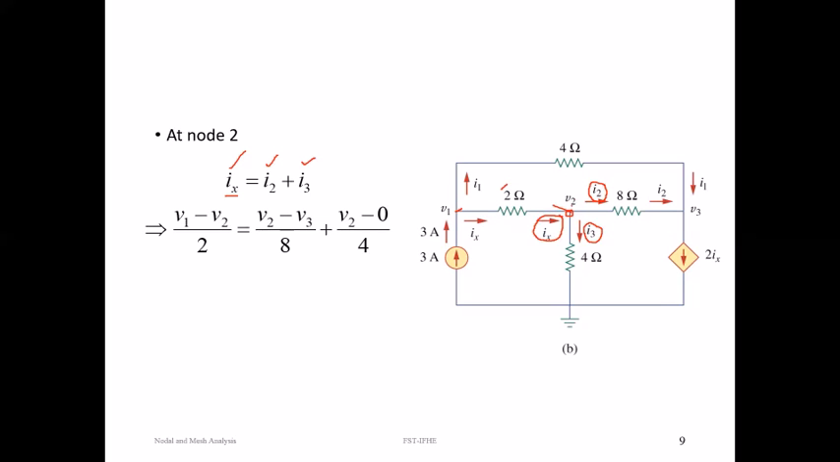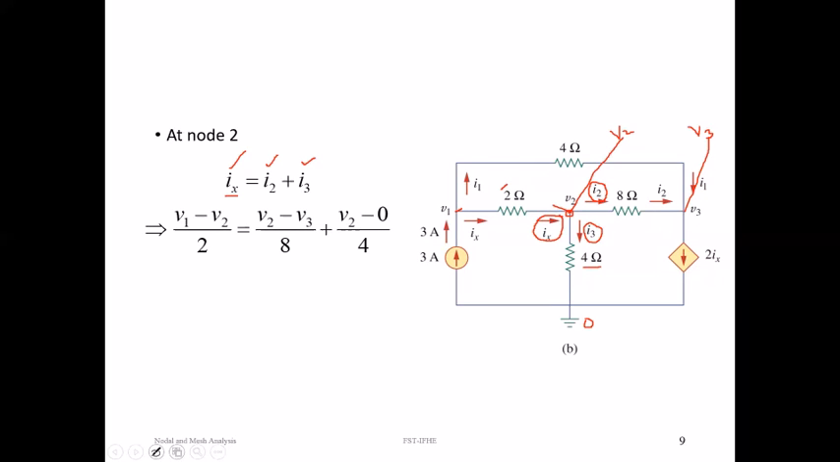Whereas I2 is the current flowing from V2 to V3. So (V2 minus V3) divided by 8 ohms. Whereas I3 is the current flowing from V2 to ground. So (V2 minus 0) divided by the resistance of 4 ohms. There ends the nodal equation at the second node.